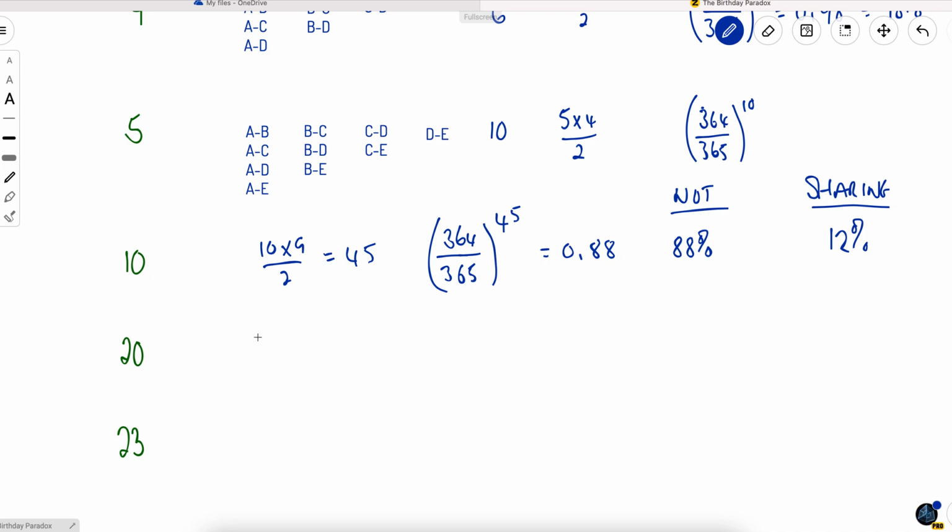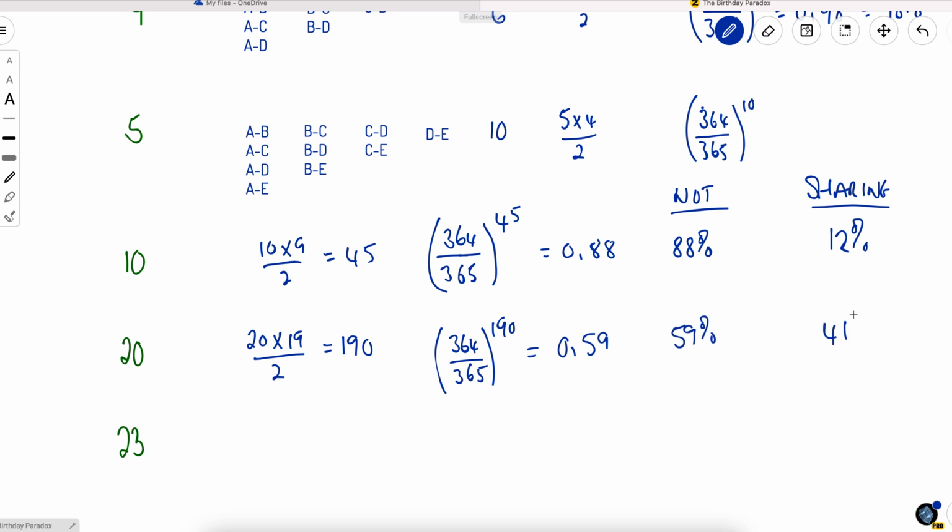So let's increase that to 20. 20 multiplied by 20 minus 1 over 2 gives us 190. And then if we raise that to the power of 190 there, we get 0.59, 59%. So the probability of sharing a birthday is 41% with just 20 people.